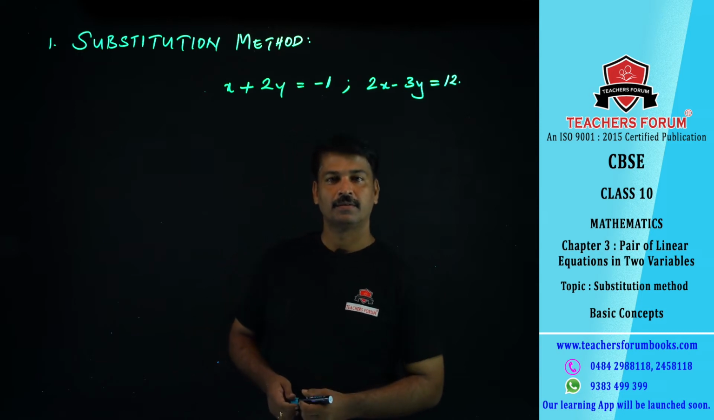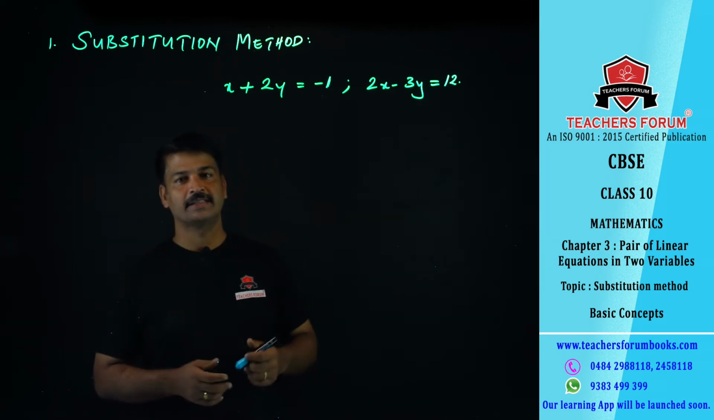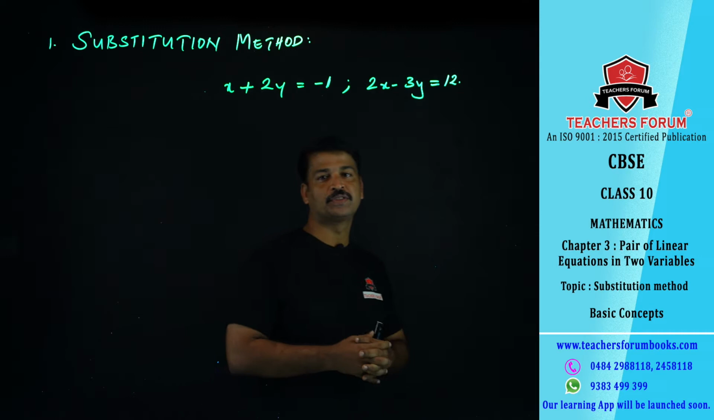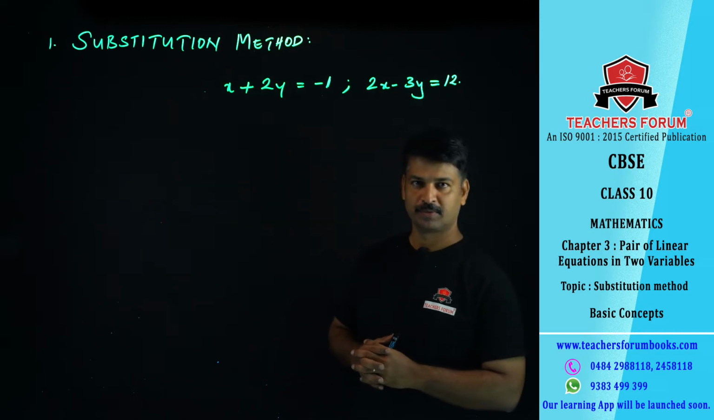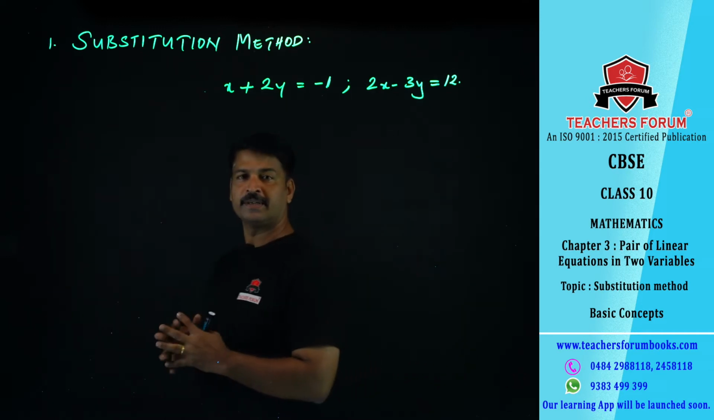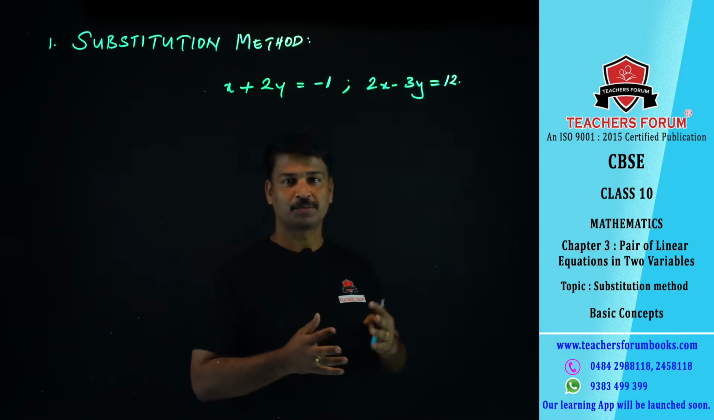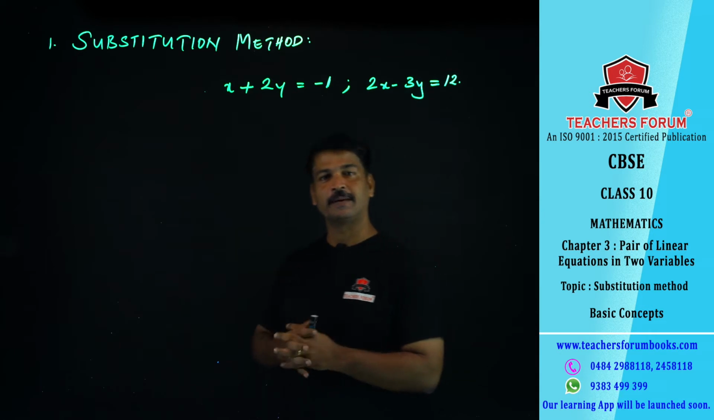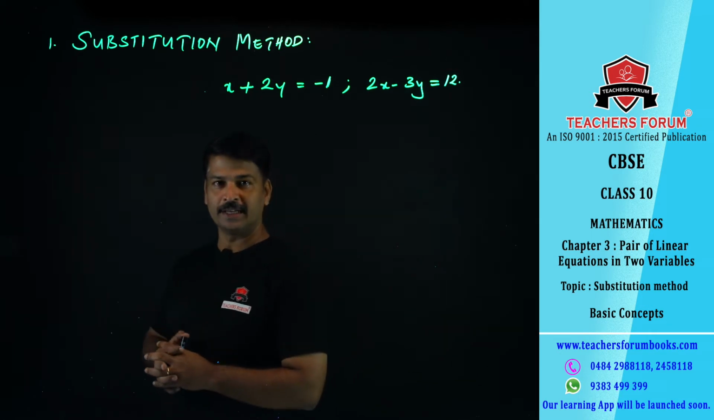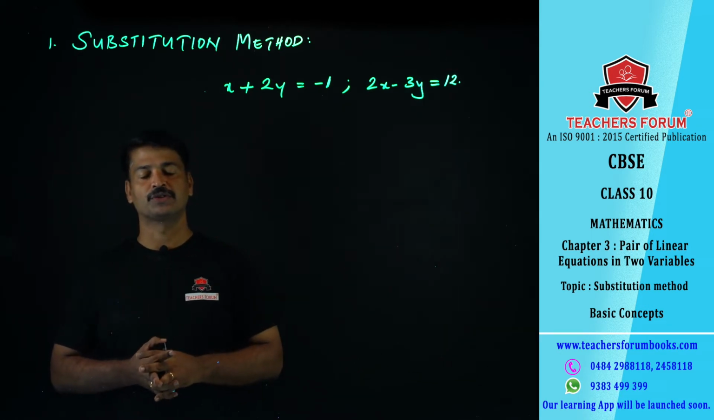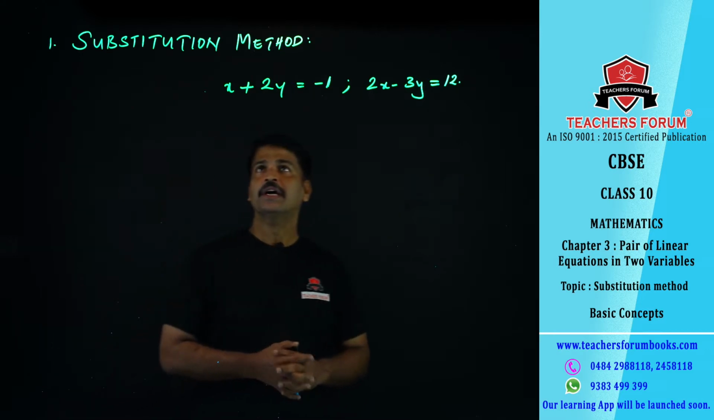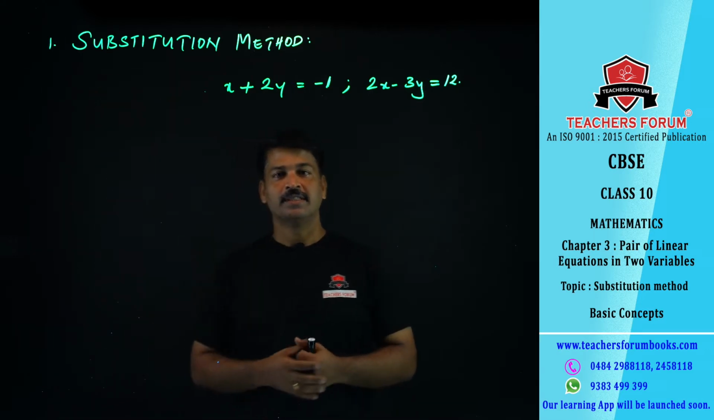In this session, we are going to discuss the algebraic method of solving a pair of linear equations. There are different methods: substitution method, elimination method, and cross multiplication method. These are the three types of algebraic method that we use in this chapter to solve a pair of linear equations. Now let us discuss the first one, the substitution method.